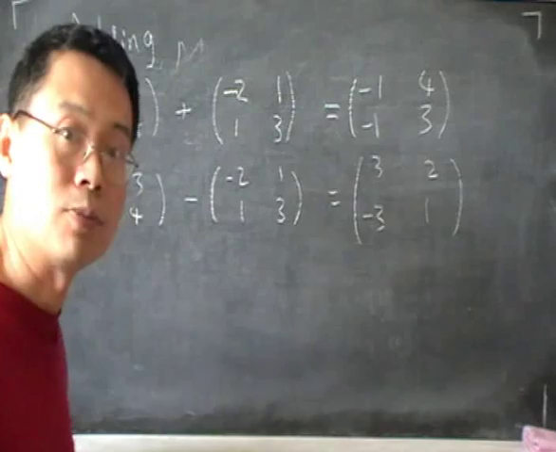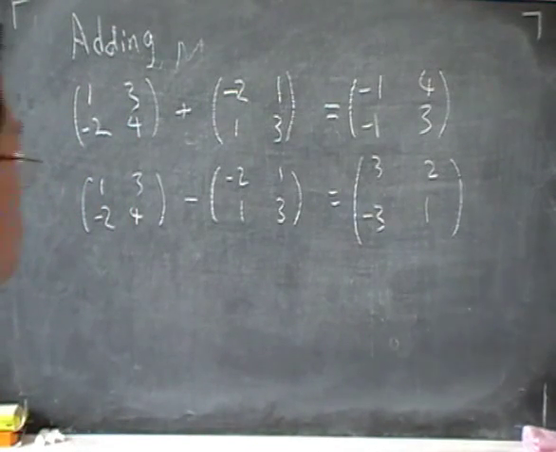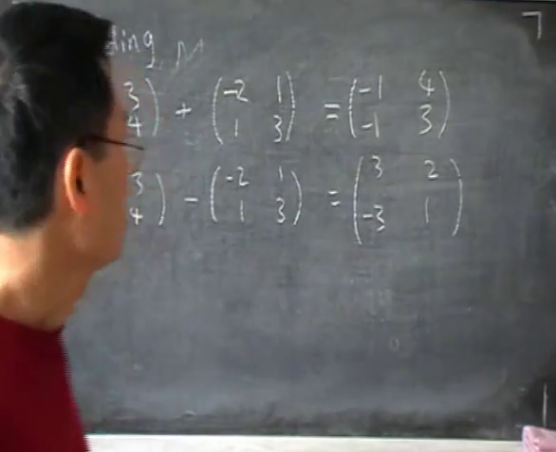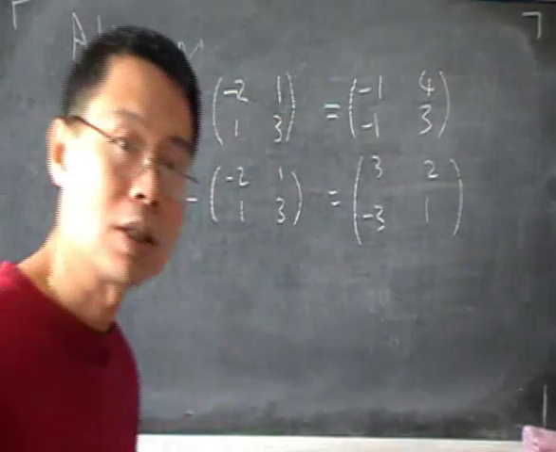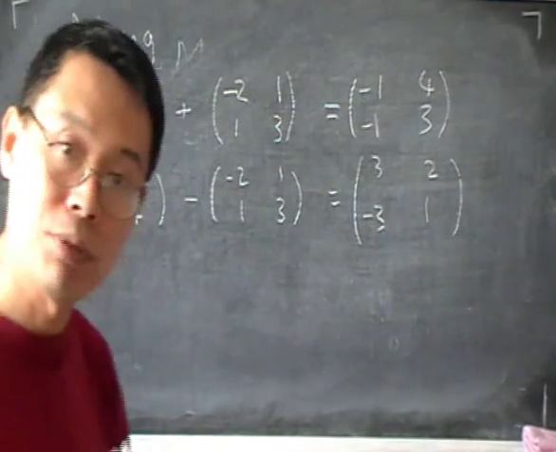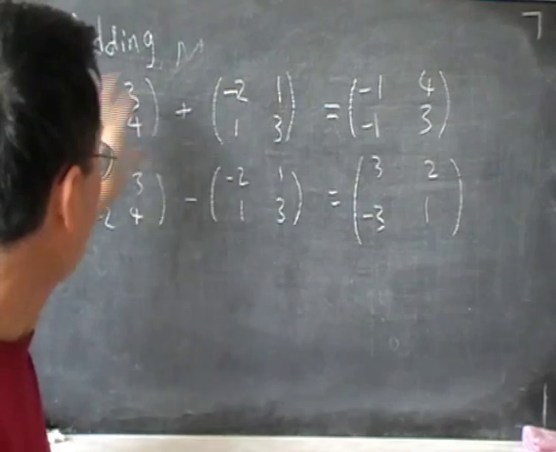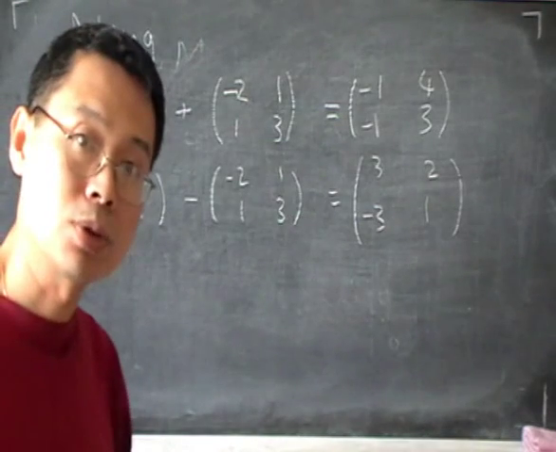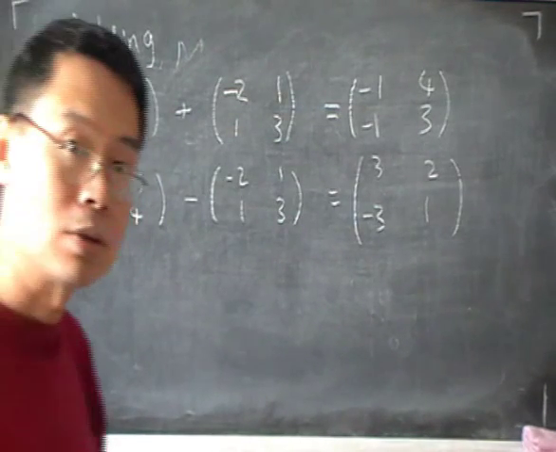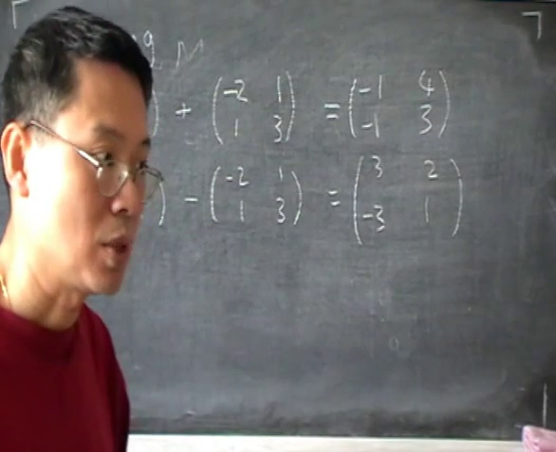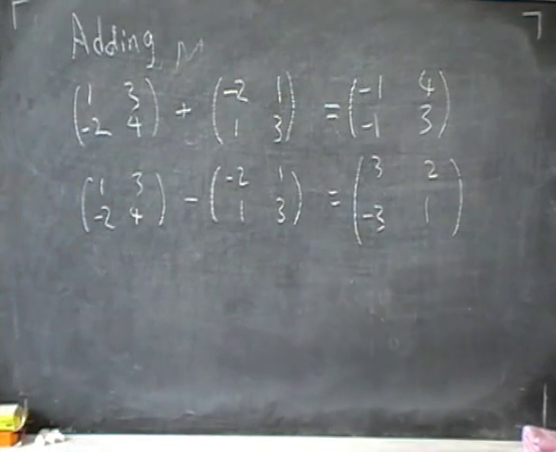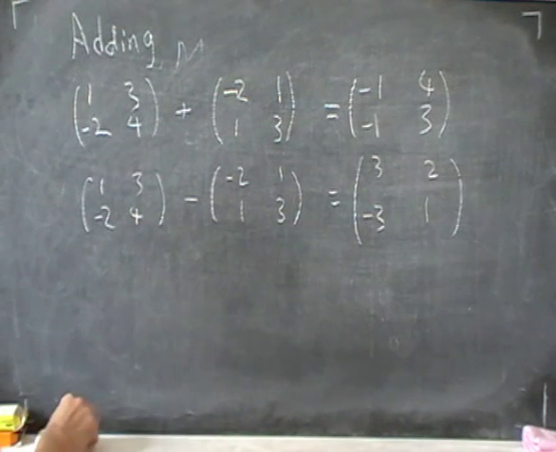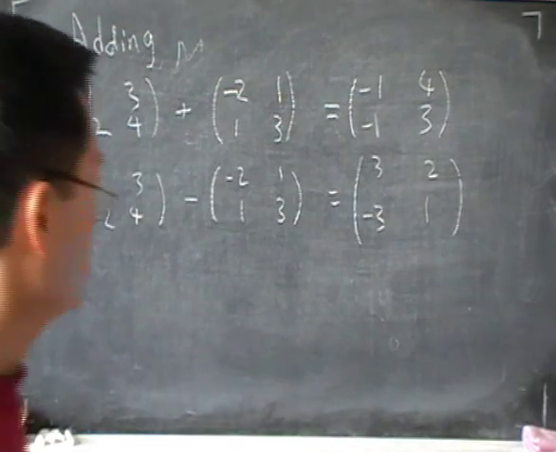So that's simple enough. And what if you have more than 2 columns and rows? It's exactly the same, you just add the corresponding numbers. But remember, it is very important that in order for you to add or subtract two matrices, they must have exactly the same rows and columns. Otherwise, you cannot add them. There's just no rule for doing that. Okay, so adding and subtraction are simple enough.